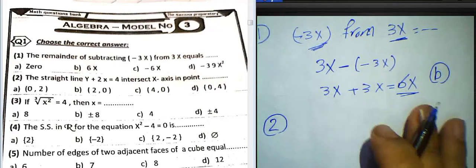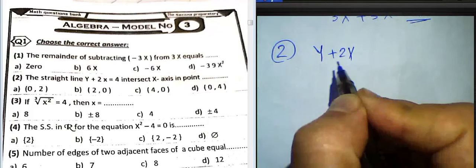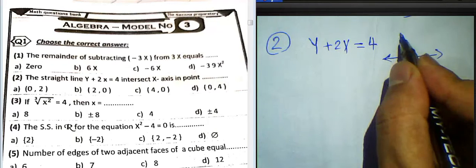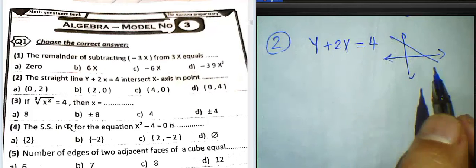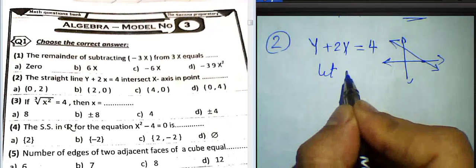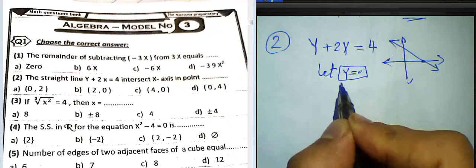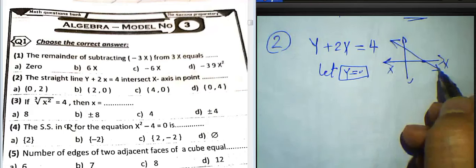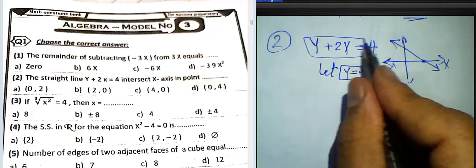Question number 2. The straight line y plus 2x equals 4 intersects the x-axis at the point what? In this example, he told us the straight line y plus 2x equals 4 intersects the x-axis at a point. We want to find this point. Let y equal 0 in the equation because the straight line intersects the x-axis. Let y equal 0 in this equation.